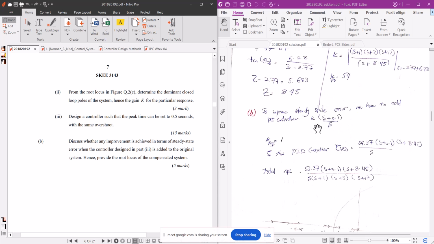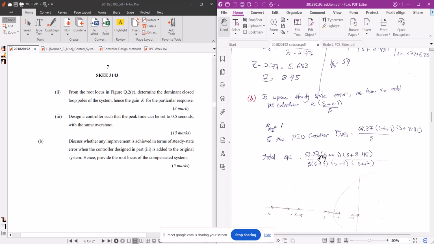If you add this controller to your original controller, that is 54.37 into s plus 8.45, this was the PD controller you designed earlier, just multiplied with this controller. So your overall transfer function will be K into s plus 0.1 and s plus 8.45 over s. This is for the PI controller. This will remove steady state error. So the total transfer function will be 54.37 s plus 0.1, s plus 8.45 over s into s plus 1, s plus 3, s plus 12. So this is your overall transfer function.